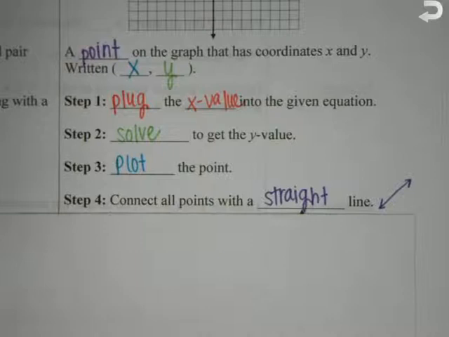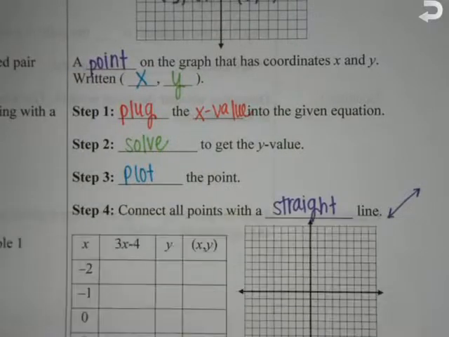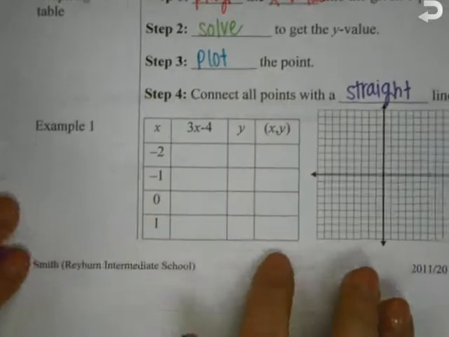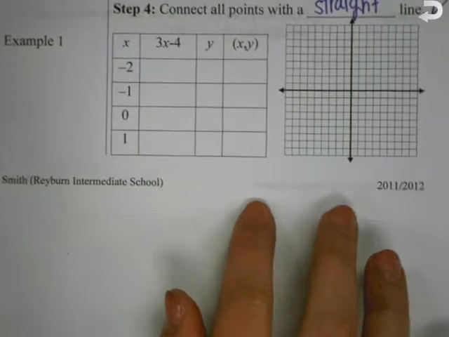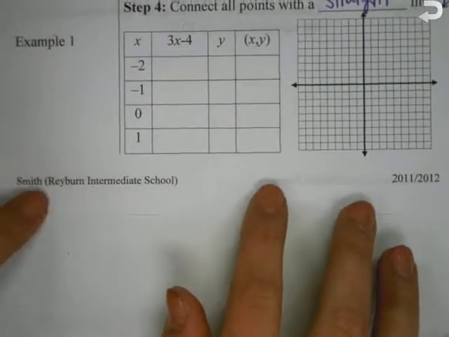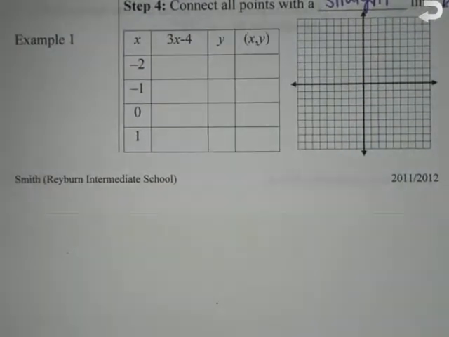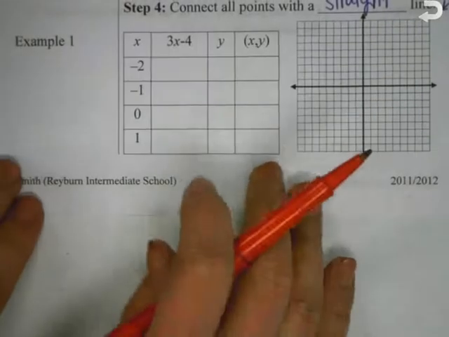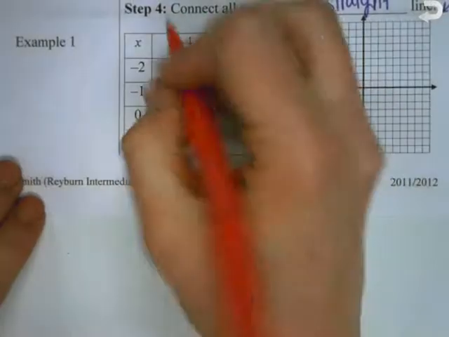So let's do an example. Example 1. We are given the table and the graph. So step 1, we want to plug in the x value to the given equation. So all we're going to do right here is plug in -2 for x.